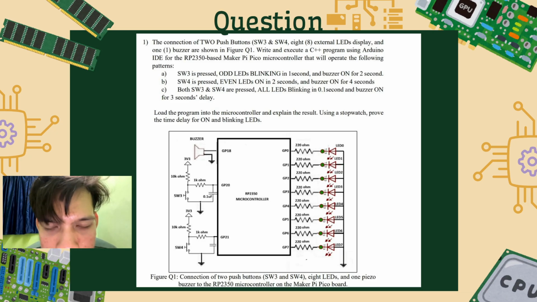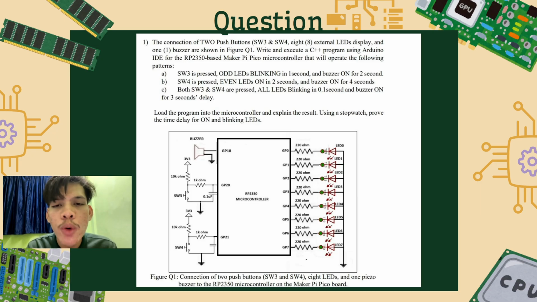And in the middle, as you can see, there's a microcontroller which is RP2350, and there are 8 LEDs that are connected with a resistor. Supposedly, what I have learned is that it should be 330 ohm, and there's a buzzer, and there's switch 3 and switch 4.